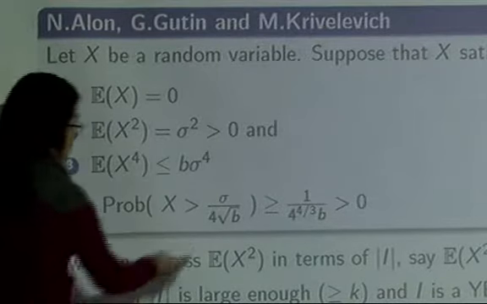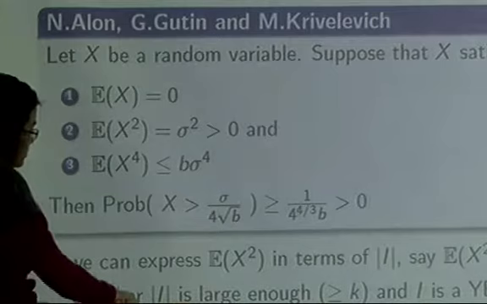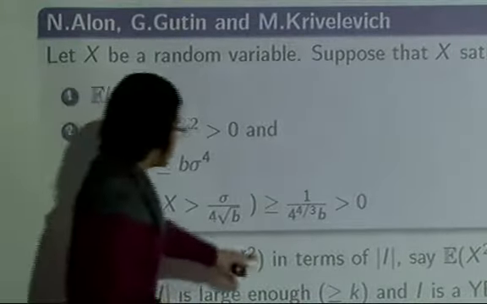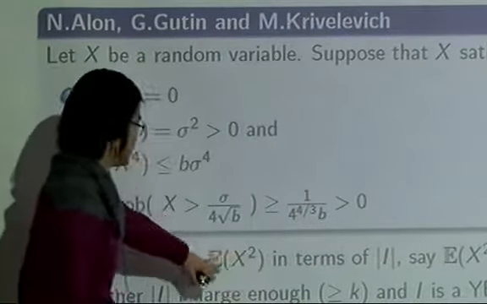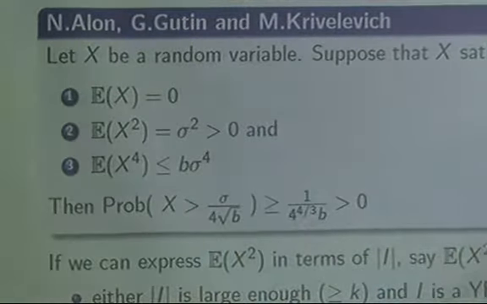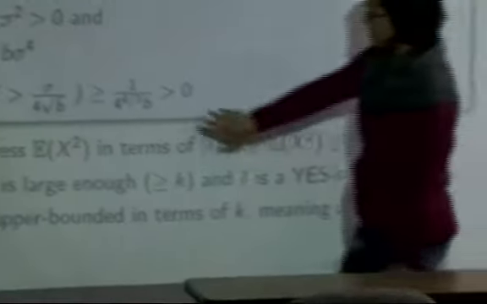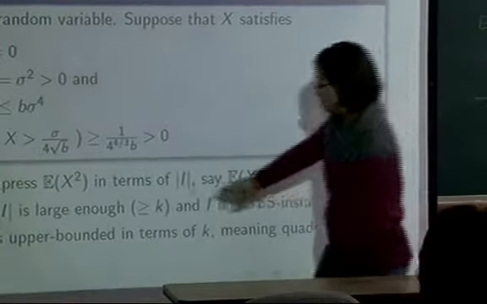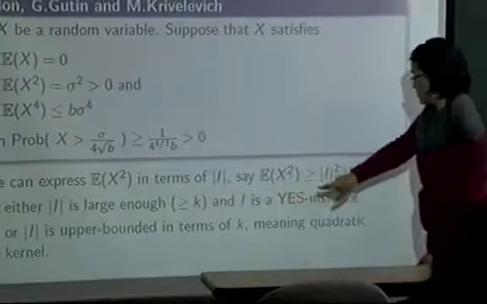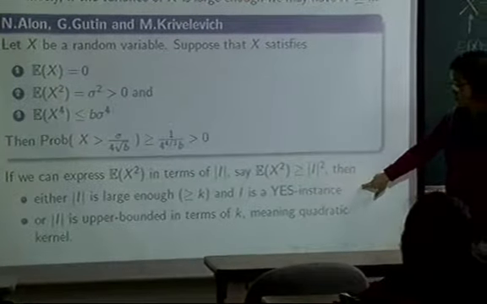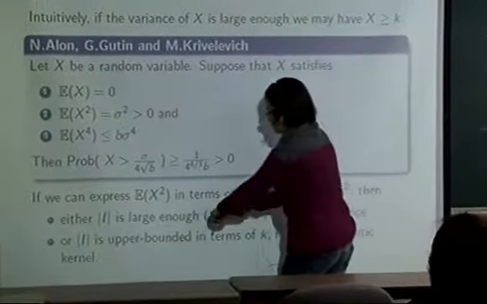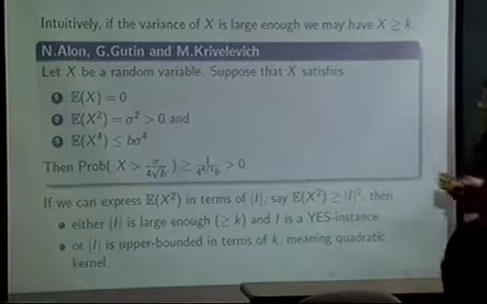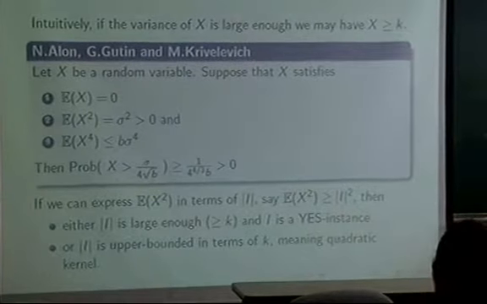So that is, if you can express the second moment in terms of the size of the instance, so suppose you have something like this, then you can replace this part with the size of I, and if the instance is large enough, then it's a yes instance. Otherwise, if you reverse the direction of the inequality, then the size of the instance is bounded and we have a kernel.